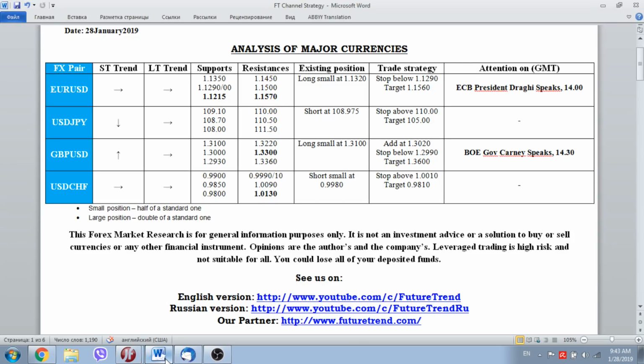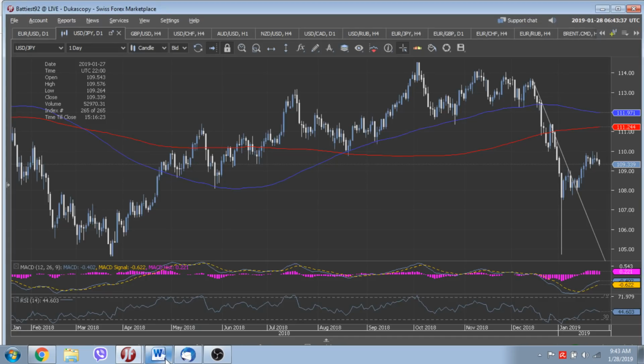Anyway, now we suggest to wait a little bit and to keep our short aggregated position in the currency accumulated at the level 108.975 with a stop above the so-called psychological level 110. We continue to target the level 105 to close a position.